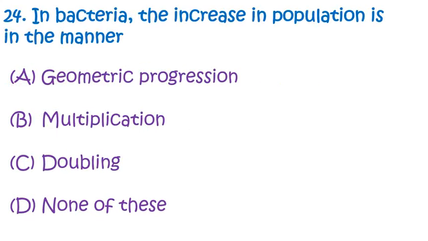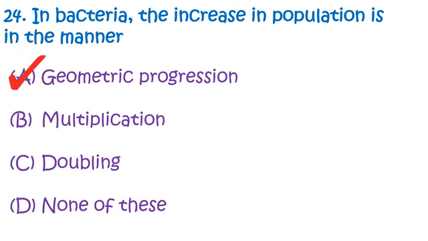Question number 24. In bacteria, the increase in population is in the manner. Options are option A geometric progression, option B multiplication, option C doubling, and option D none of this. And the correct answer is option A geometric progression.